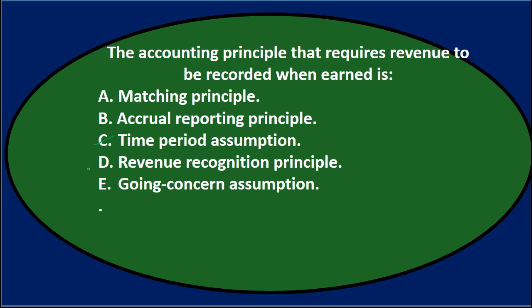Next one, revenue recognition principle. It's got the word revenue in it, and that's what we're looking at here, so it seems like a good one. The E then says going concern assumption. That doesn't have anything to do with what we're talking about here, it looks like, so I'm going to cross that one out. Matching principle, accrual reporting, and revenue recognition principles, what we have now.